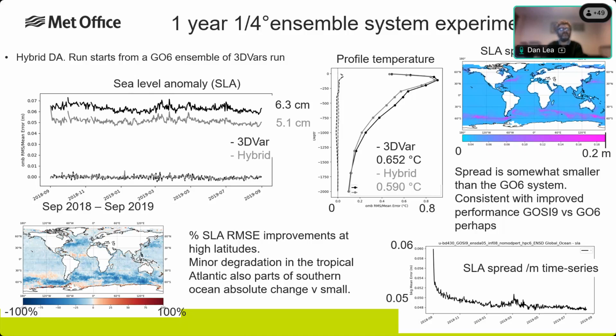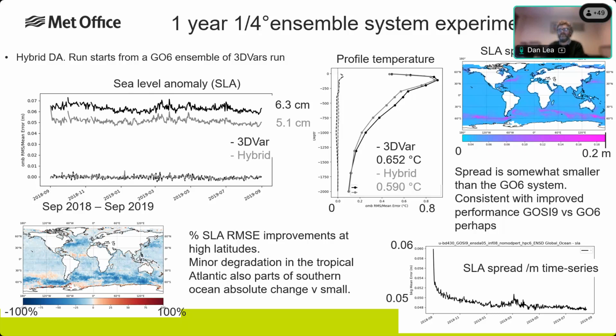If you look spatially at where the improvements occur, they're very strongly seen at high latitudes in regions where there's a lot of eddy activity. And there is some minor degradation in the tropical Atlantic and also some parts of the Southern Ocean. But the plot is showing percentage RMS improvements, so those are actually regions where the variability and the RMS errors are quite small anyway. But it's something that in the future we might look at trying to resolve. The general story is that it's a really big improvement.